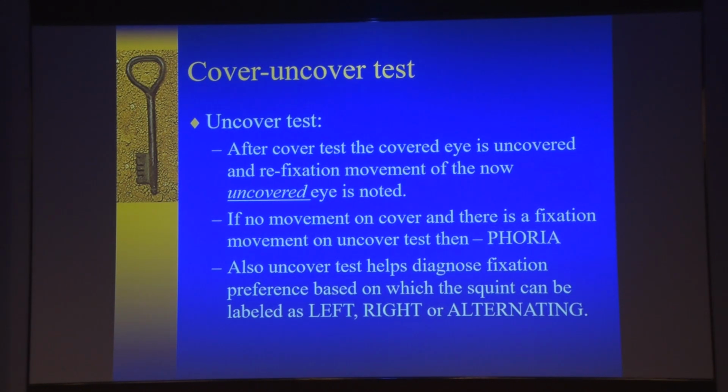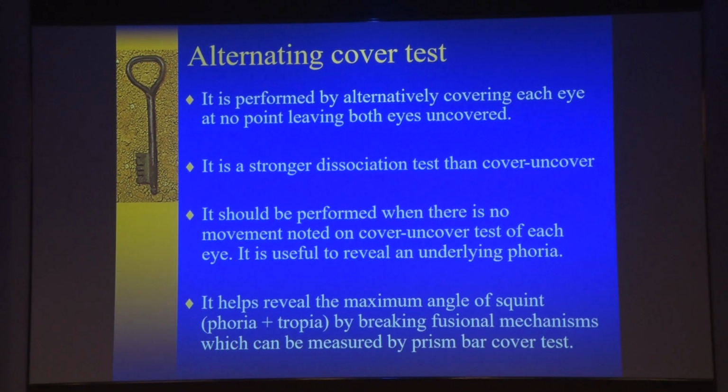After doing a cover test for each eye, what is the advantage of doing an alternate cover test? As soon as you cover one eye, you're dissociating the eye. You're breaking fusion. An alternate cover test is just a stronger dissociation. It's just much stronger than just covering. So all the hidden squint, all the minor phorias come out. So the maximum squint is measured in an alternate cover test, which is why we do the prism bar cover test with the alternate cover, so you can measure the whole squint, okay?